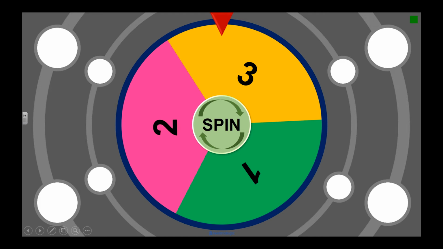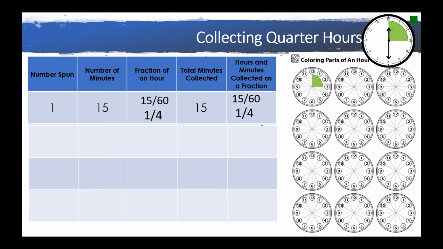For our second spin, we got a 3. 3/4 hours is 45 minutes. I know that because 15 plus 15 is 30, and another 15 would be 45. 45 minutes written as a fraction of an hour would be 45 60ths, and that is the same as 3/4 because 15 goes into 45 3 times, and it goes into 60 4 times.